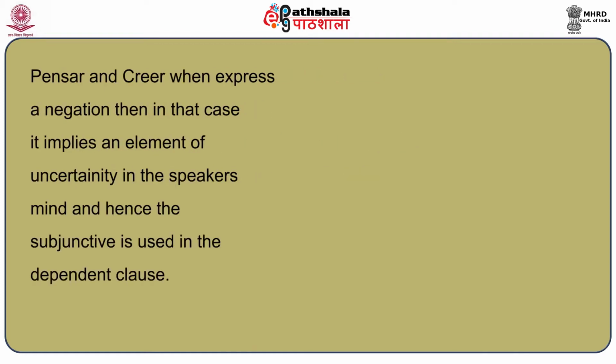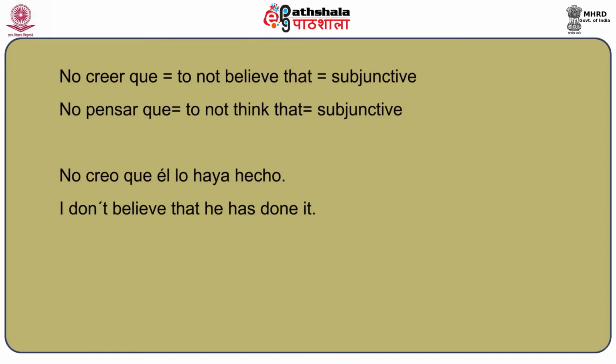Pensar and creer, when they express a negation, imply an element of uncertainty in the speaker's mind, and hence the subjunctive is used in the dependent clause. No creer que is the same as to not believe that and will require the subjunctive, like no pensar que, which means to not think that. No creo que él lo haya hecho. I don't believe that he has done it.